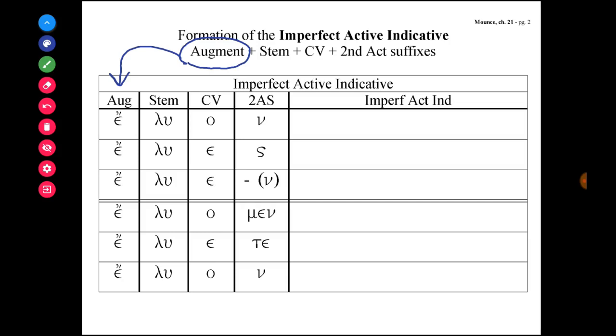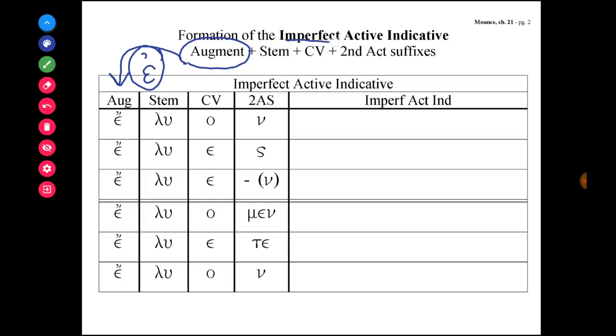And this particular type of prefix is called an augment, represented by the epsilon with a smooth breathing mark. The augment is a linguistic component to the verb that indicates past time. So something in the indicative mood that is past time will often have the epsilon as its augment to indicate that it's a past time verb.